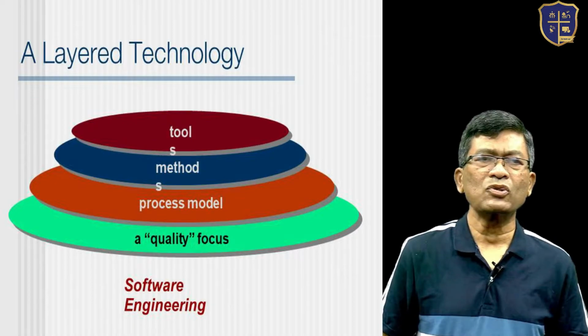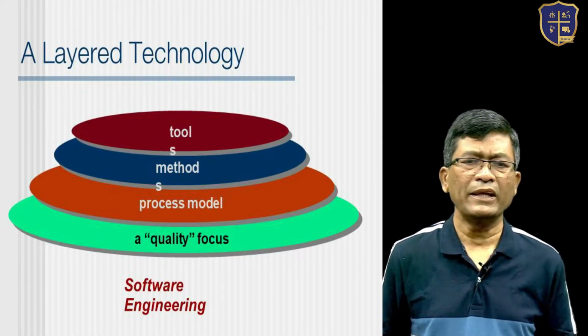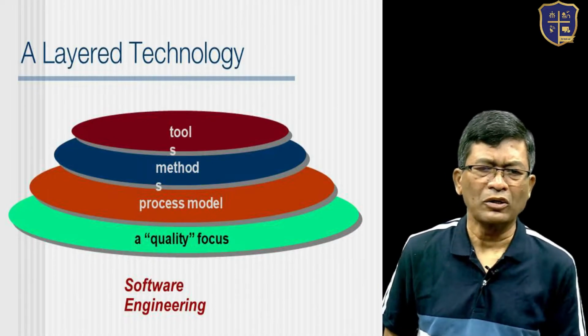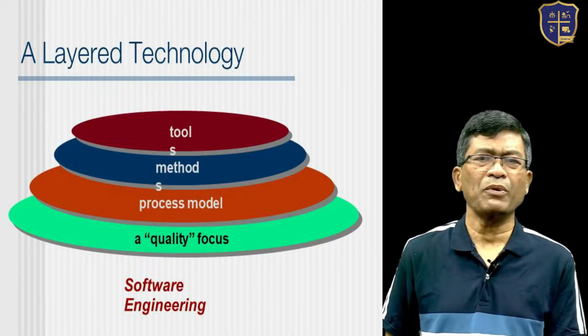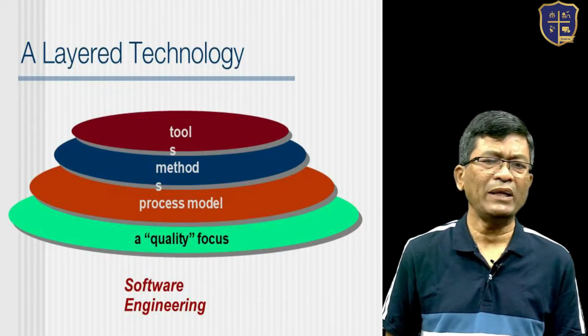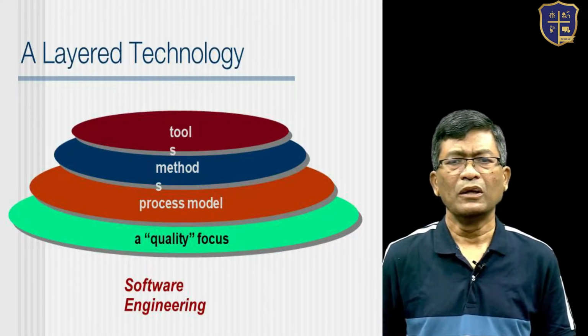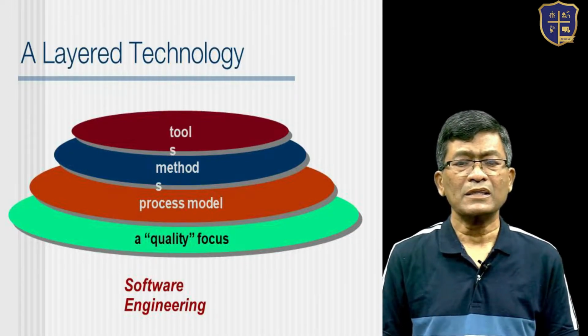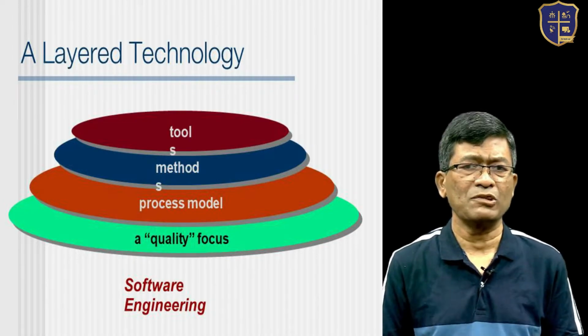Software engineering can also be seen as a layered technology. You can define it as a layered technology where the bedrock, the bottom, is the quality focus. You have to make a quality product. Quality can be defined as conformity to the requirements of the user. It can be seen as satisfying the requirements or the expectations of the customer.